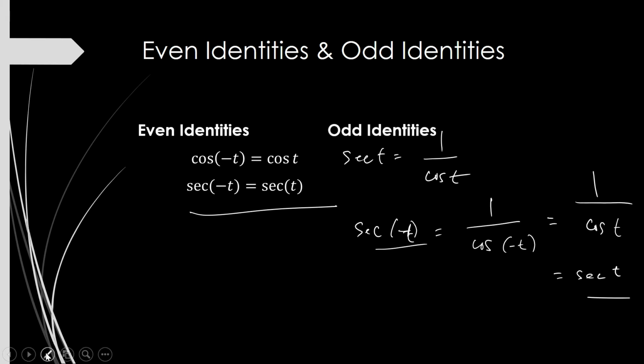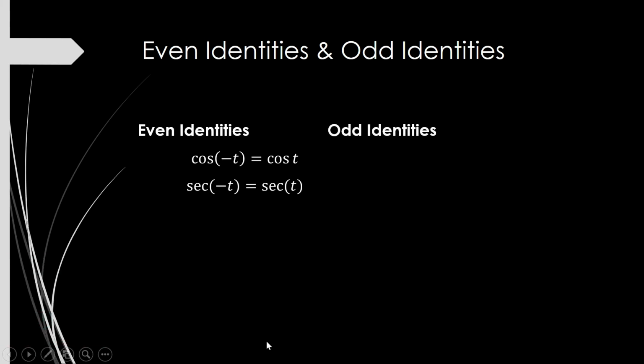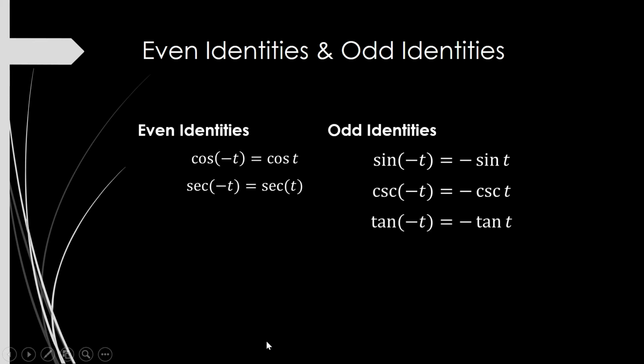What about the odd identities? These are the odd identities. Sine of negative t is equal to negative sine of t. Cosecant of negative t is equal to negative cosecant of t. And the same with tangent and the same with cotangent. The only even identities will come from cosine and its reciprocal, which is the secant function.